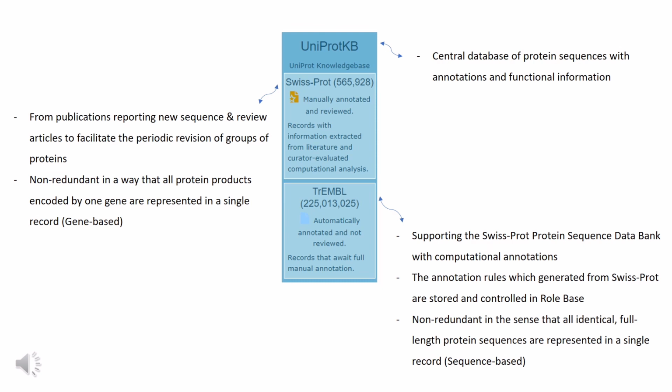It consists of SwissProt and TrEMBL. SwissProt is derived from publications reporting new sequences and review articles to facilitate the periodic revision of groups of proteins, while TrEMBL supports the SwissProt protein sequence databank with computational annotations.